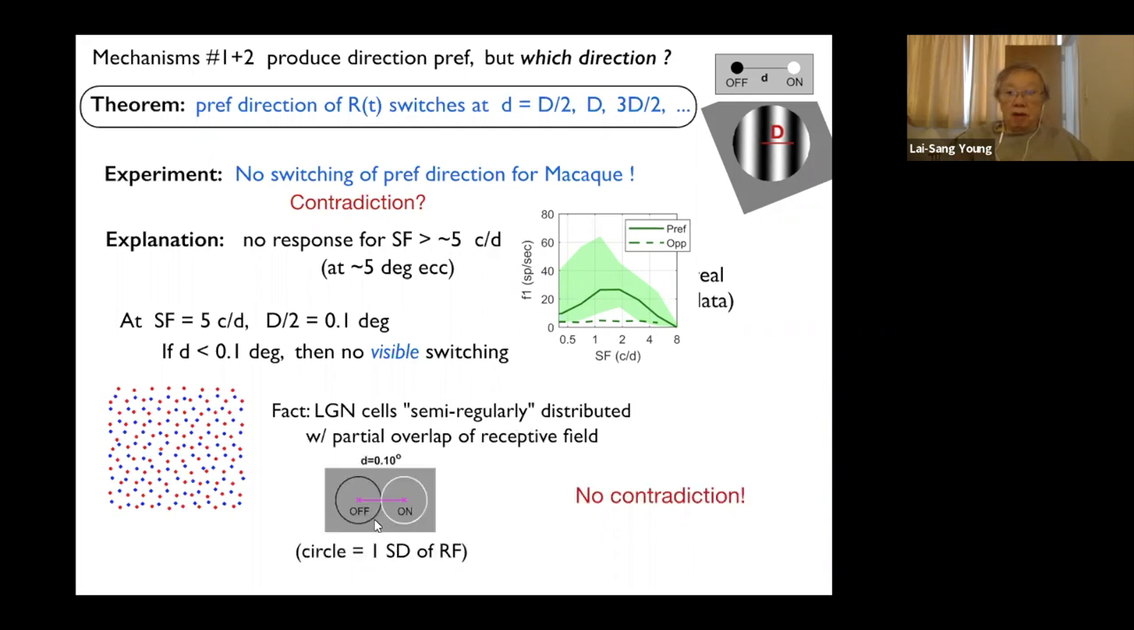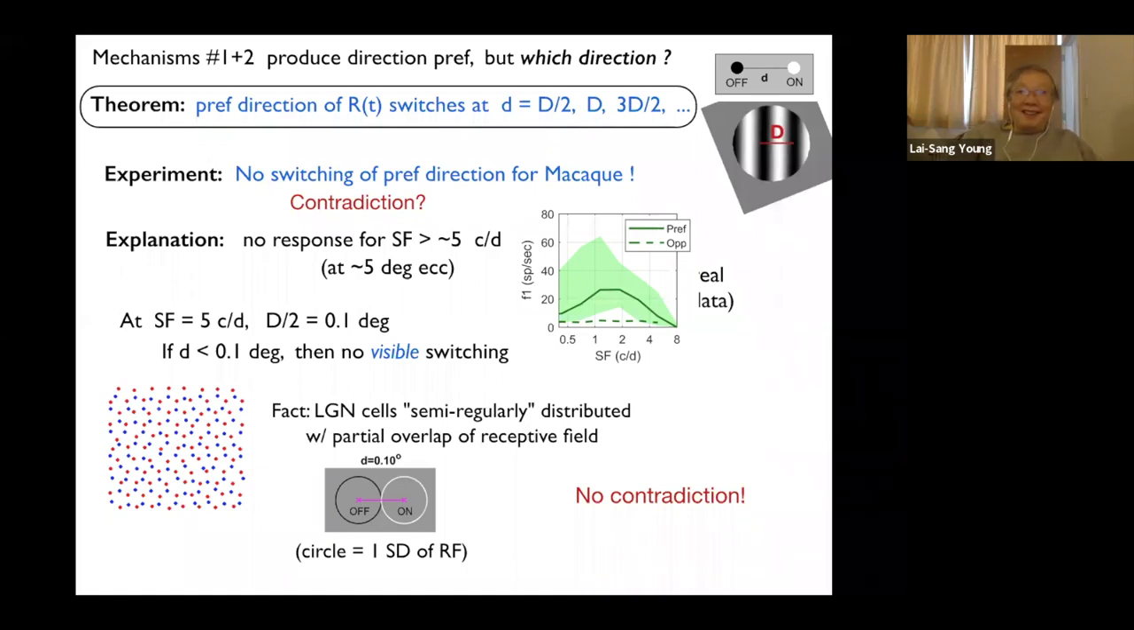And so this is what happens if I take an on cell and an off cell. If I put 0.1 degree between them, and people kind of know how big the receptive fields are, it's like a Gaussian. If I take one standard deviation of the Gaussian, they more or less touch if I put them at 0.1 degrees apart. So I think this qualifies as partial overlap of receptive fields. Not to suggest that we got this right, but at least no contradiction so far.